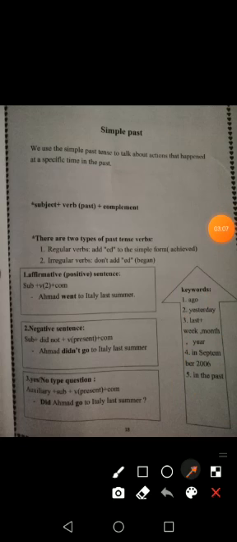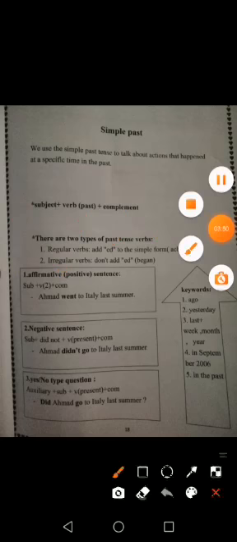So, how to use simple past? We use the subject, the verb in the past tense, and complement. For the verb in the past tense, we have two types: regular and irregular. In the regular verb, we add ed: play, played, visit, visited. In the irregular verb, we don't add ed, like eat, ate, see, saw, right?